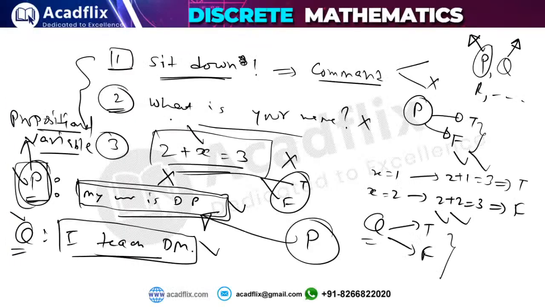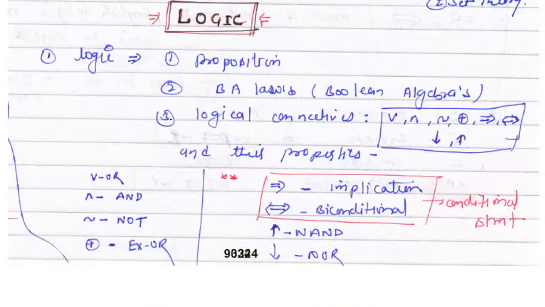Anyway, we have seen some examples of propositions, some examples of sentences which are not propositions, and we have seen what a propositional variable is. From now onwards we will use only propositional variables. Now if we have propositional variables, then we can connect two propositions. For example, let's assume that P is a proposition: Today is Friday.